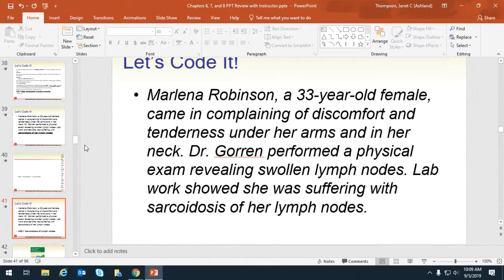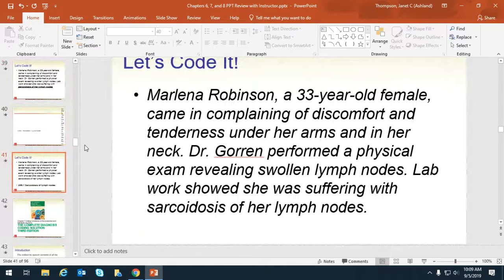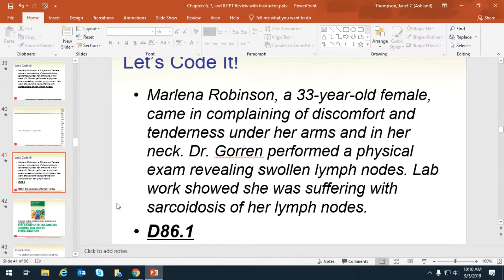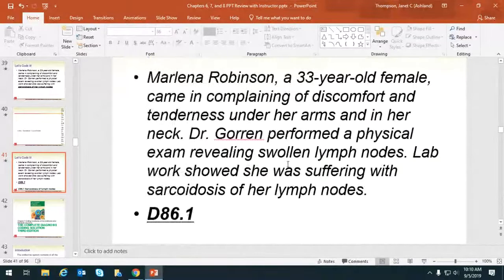Let's see, I think I need to add my code there. So I'm going to look this code up again. All right, so we should get code D86.1, sarcoidosis of the lymph nodes. So now we'll just go back to our tabular. We'll look up D86.1. And for the category D86, there's not any notations. There's not any excludes, includes notes, code also, use additional code, code first. So our final code is D86.1.